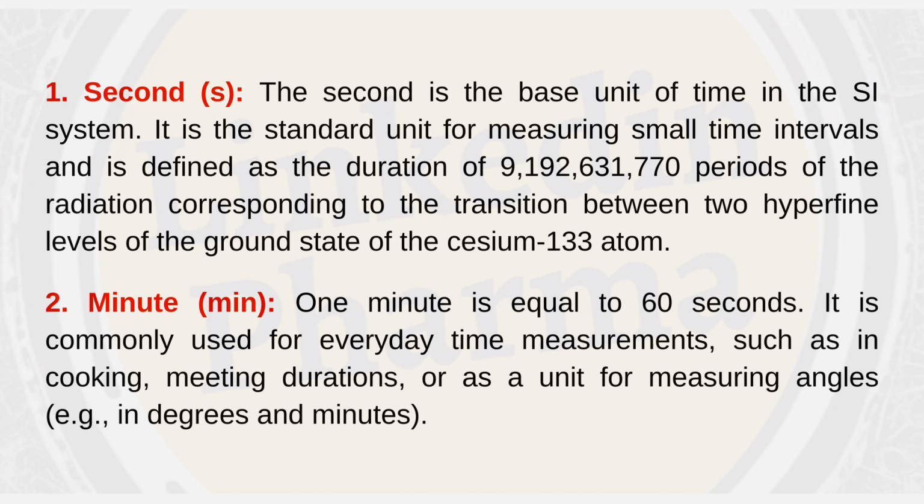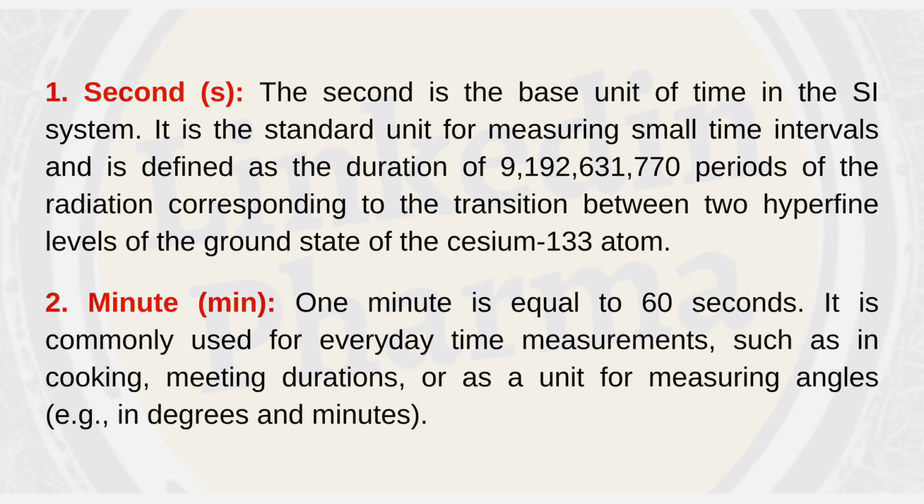Second. The second is the base unit of time in the SI system. It is the standard unit for measuring small time intervals and is defined as the duration of 9,192,631,770 periods of the radiation corresponding to the transition between two hyperfine levels of the ground state of the cesium-133 atom. Minute. 1 minute is equal to 60 seconds.